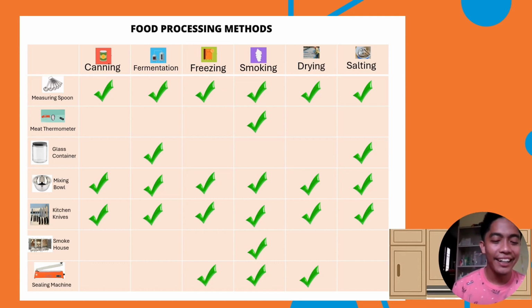Let me see. Okay, measuring spoon. So a measuring spoon can be used in all processing methods. It is the most basic tool for measuring ingredients. So that is correct. Okay, another, a meat thermometer. So a meat thermometer is used to measure the tenderness of meat and is usually used in smoking fish and other poultry meat products. So that is correct. Okay, the next one is glass container.